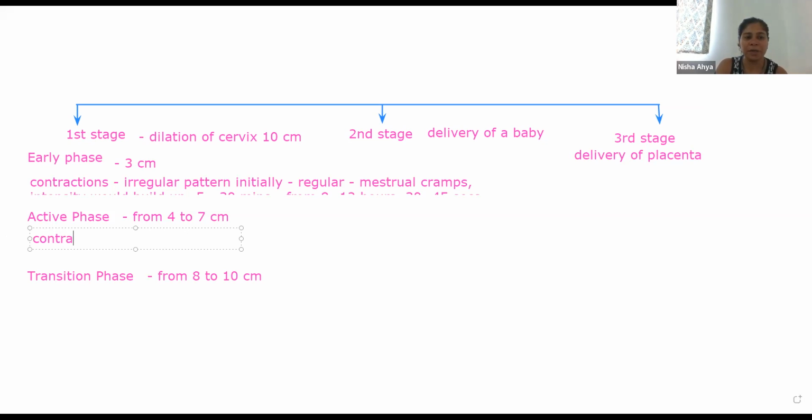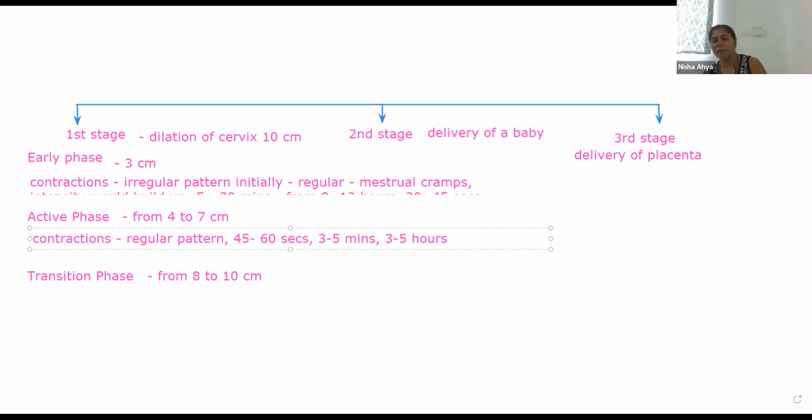In the active phase, contractions are stronger and the cervix will dilate to 7 centimeter. They follow more of a regular pattern. The intensity of the contraction can be 45 seconds to 60 seconds. They repeat between 3 to 5 minutes. And you may be in the active phase for 3 to 5 hours.